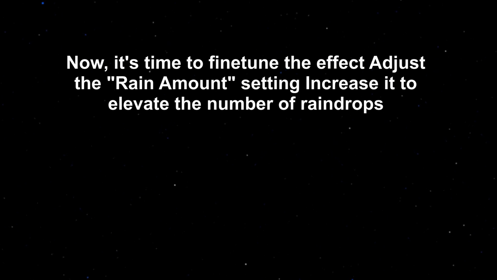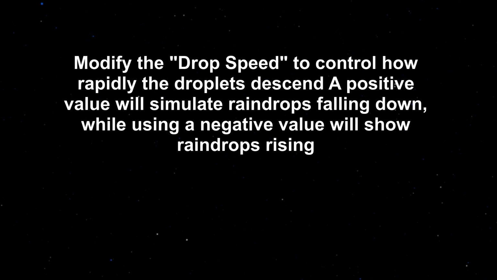Adjust the rain amount setting, increase it to elevate the number of raindrops. Modify the drop speed to control how rapidly the droplets descend. A positive value will simulate raindrops falling down, while using a negative value will show raindrops rising.